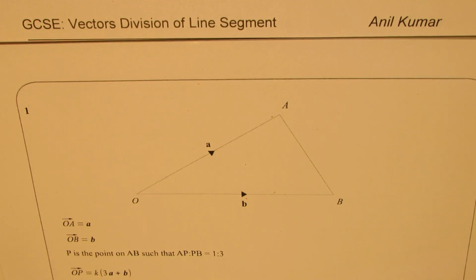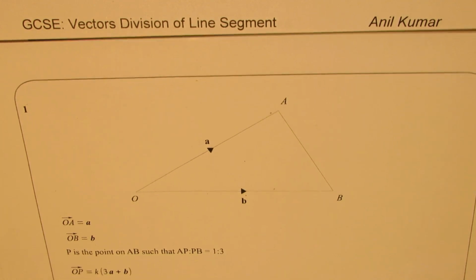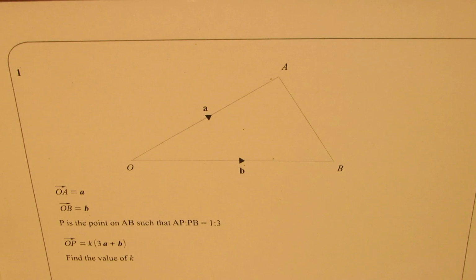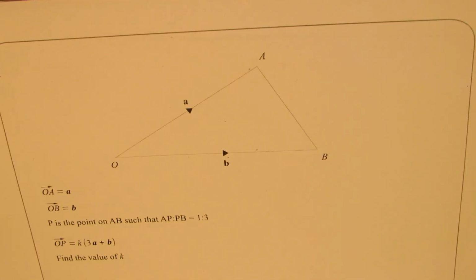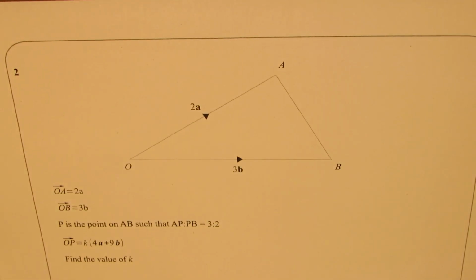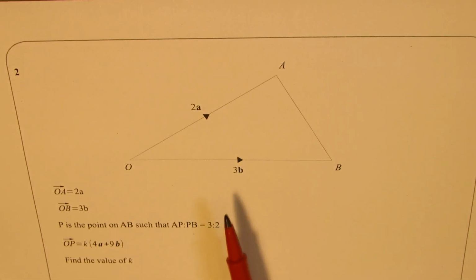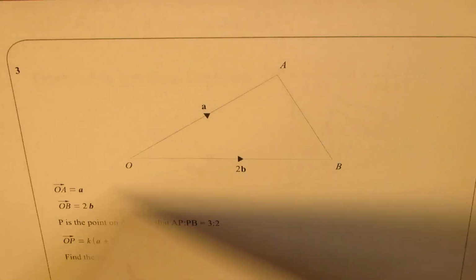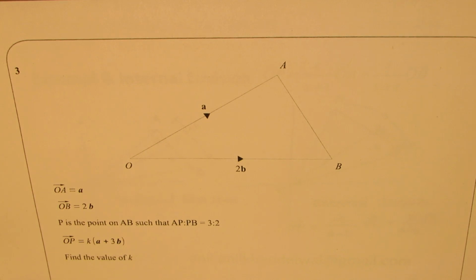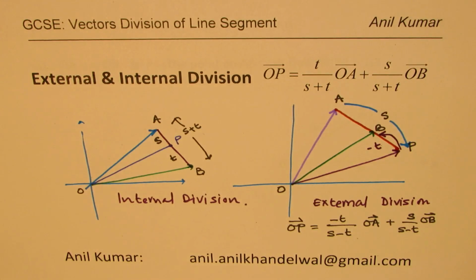Here is the very first question where we have two vectors, and what I have done here is copy them in a separate sheet and then we'll discuss. So this is the first question which we'll talk about. Here is the second one, where we are given different ratios and different vectors. And here is the third question to discuss. All three questions will now be answered in sequence.